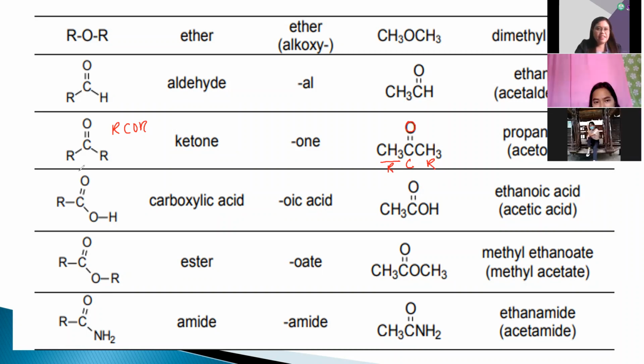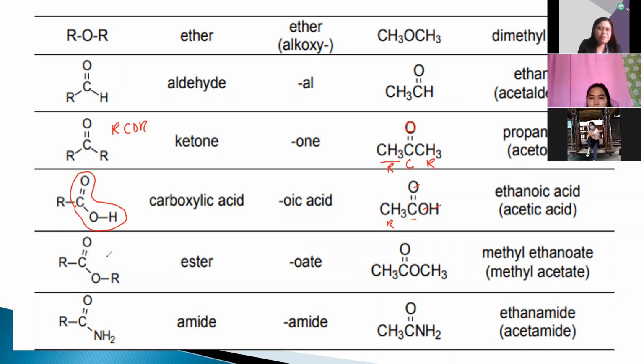Okay? And then, how do you know the carboxylic acid? If there is the presence of COOH. So let's have here, let's identify R. CH3 is the R. So COOH, automatic carboxylic acid siya. Okay, that is the acetic acid or the ethanoic acid.